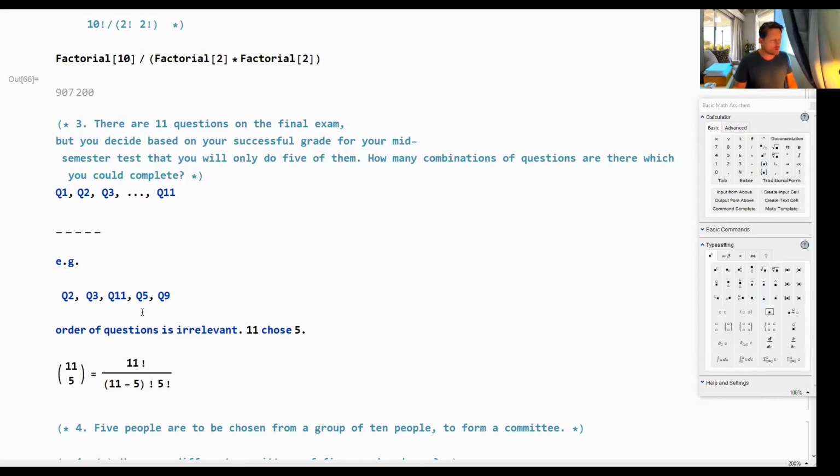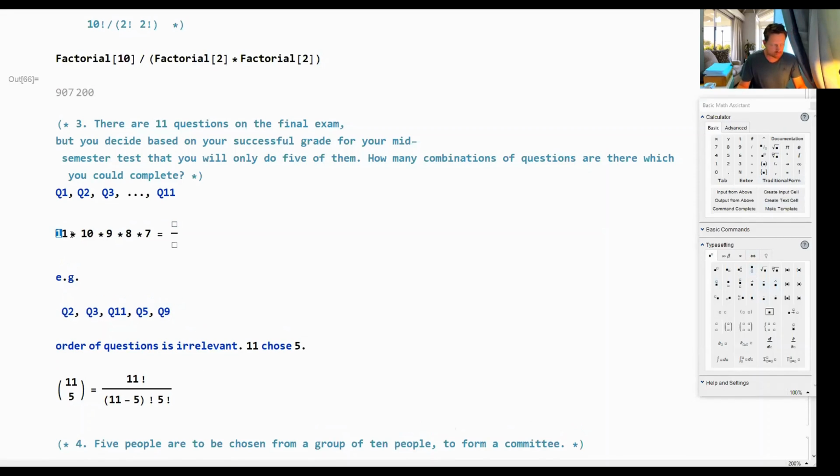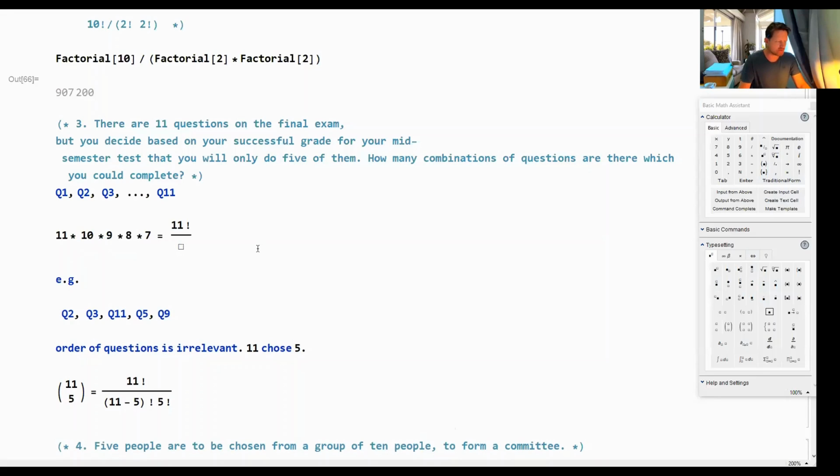Now, so why is it that? Well, if I go up here and think, I could have 11 possibilities that I put here, right? So 11 could go there. And then for each of those, I've got all the other possibilities. So 10 could go here. And then 9 could go here. 8 could go here, and 7 could go there. All right, now if we think about what this is, let's see, that's 11 factorial divided by 6 factorial, right? So 11 factorial divided by 6 factorial. Okay, but 6 factorial is 11 minus 5 factorial.